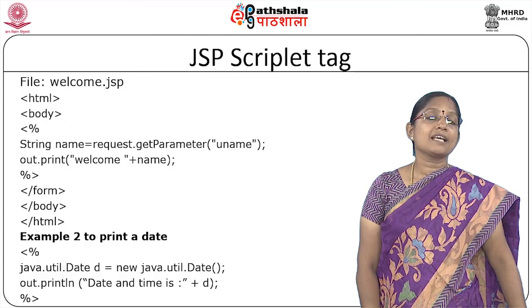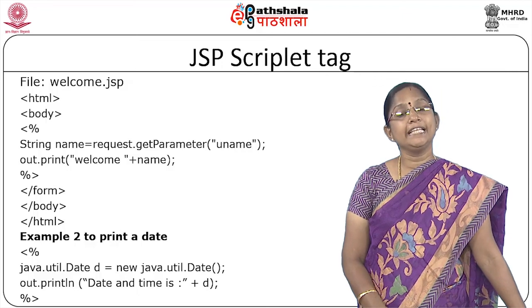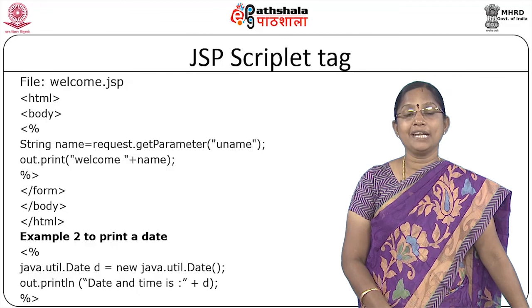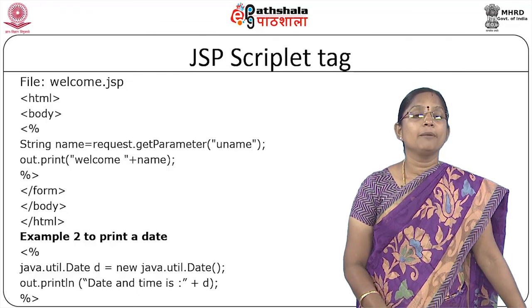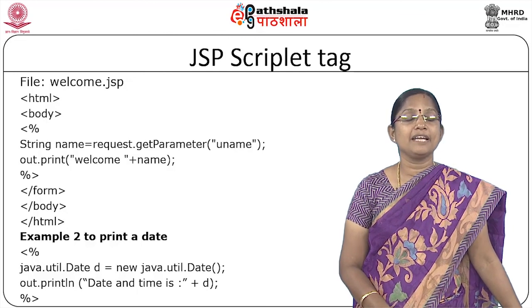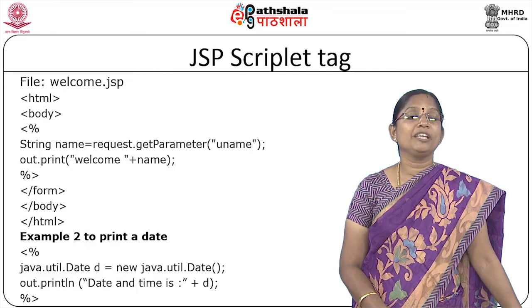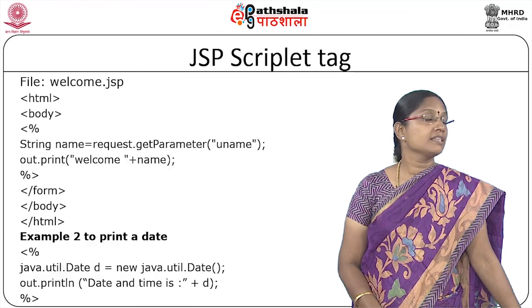The second example is used to print a date. Similarly, two lines have been embedded as a scriptlet. This can be embedded within any HTML code. A new object of java.util.Date has been created, and simply using an out.println statement, this d has been displayed. Just on the fly, this Java code can be embedded within an HTML page. This kind of embedding arbitrary Java code inside an HTML or JSP file is called scriptlets.